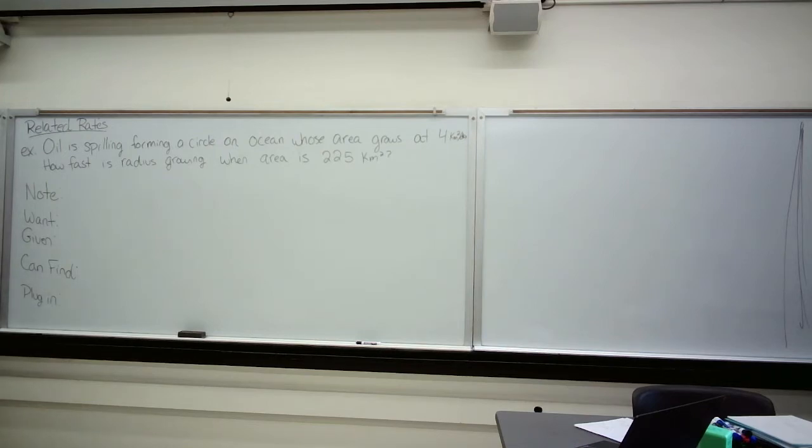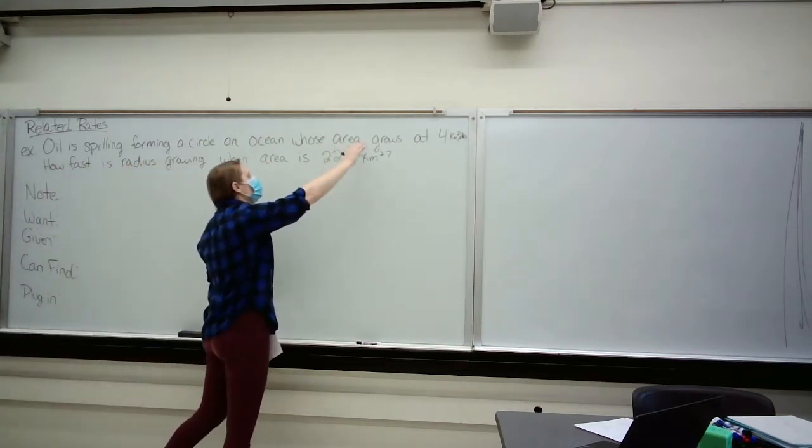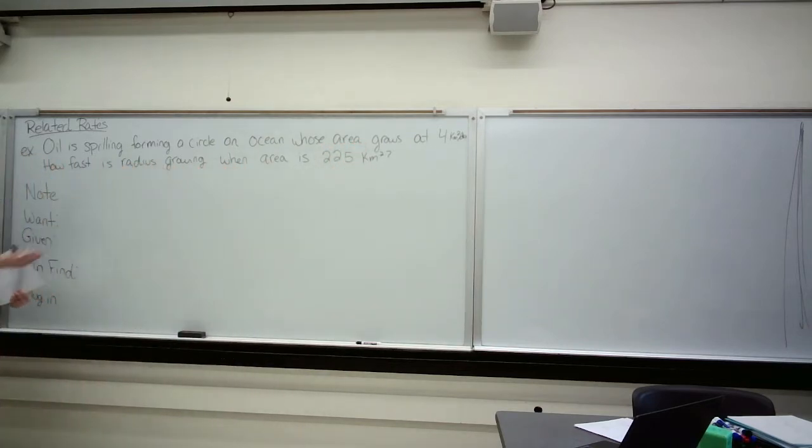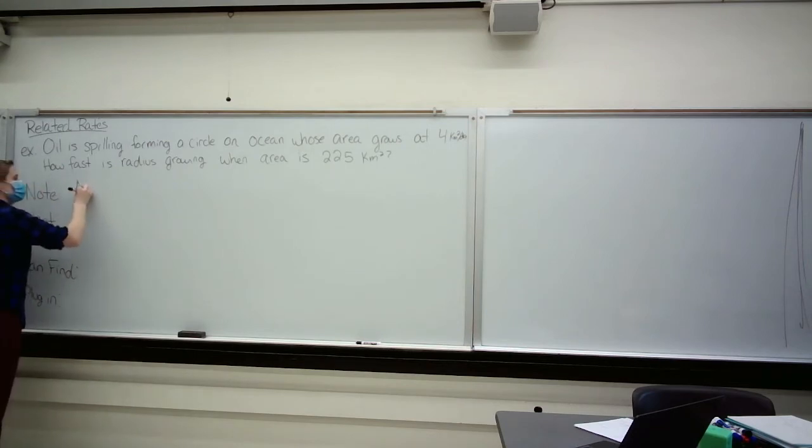Okay, so oil is spilling, forming a circle on the ocean whose area grows at 4 kilometers squared per day. How fast is the radius growing when the area is 225 kilometers squared? So remember our note, that's our base formula that we're dealing with. Well, what is it that we're dealing with here? We're dealing with the area, which is growing. This area is of a circle. So what is the area of a circle?